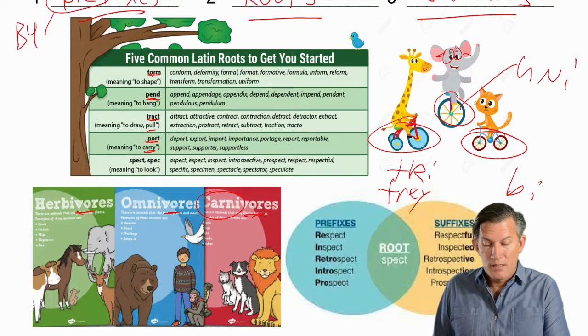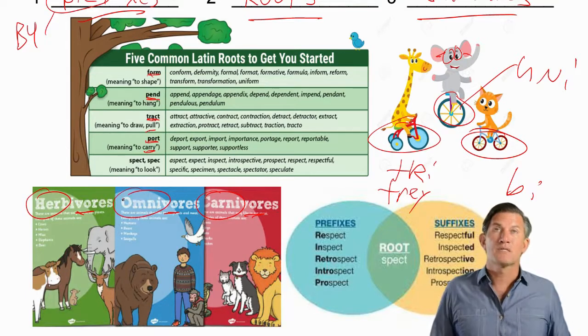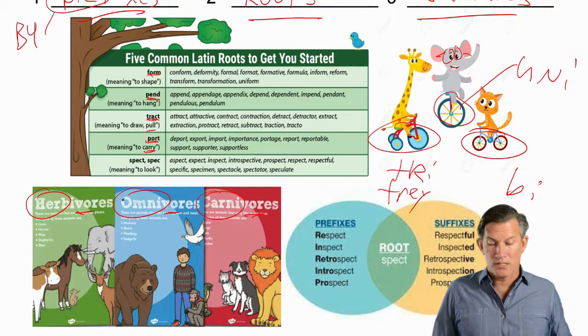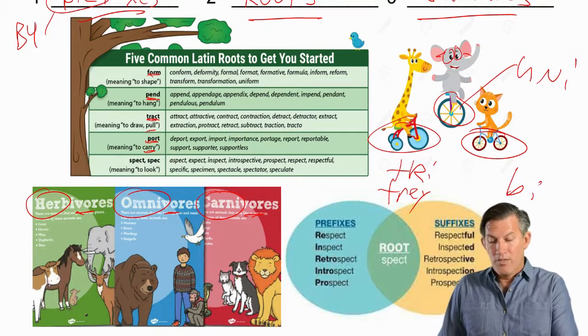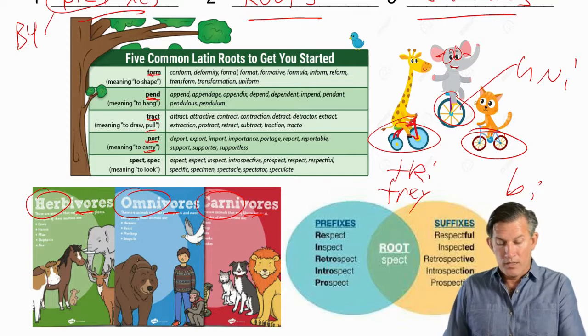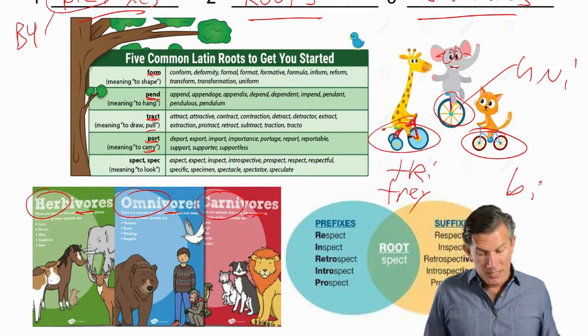Carne means meat. Herb means plant. Omni means many, or both in this instance, okay? So the herbivores eat only plants. The omnivores, like us, we eat both, unless you're a vegetarian. And then the carnivores just eat meat.